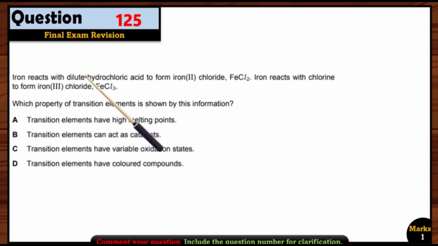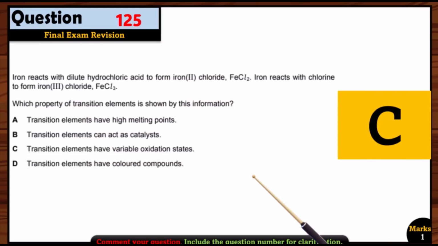Question 125. Iron reacts with dilute HCl to form iron(II) chloride. Iron reacts with chlorine to form iron(III) chloride. Which property of transition elements is shown by this information? What is showing here? The oxidation number. Before it is 2, now here it is 3. So we have to look for the oxidation state. And this option is right, that is C. Transition elements have variable oxidation states.